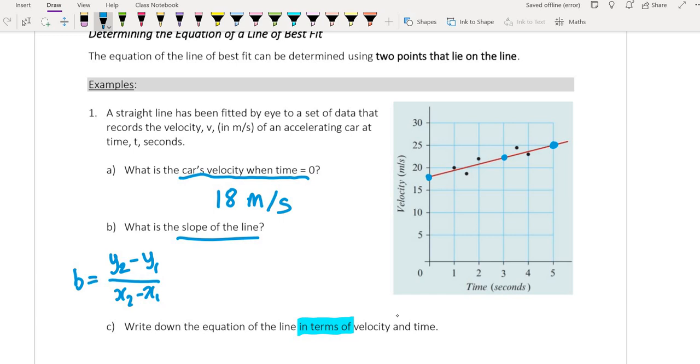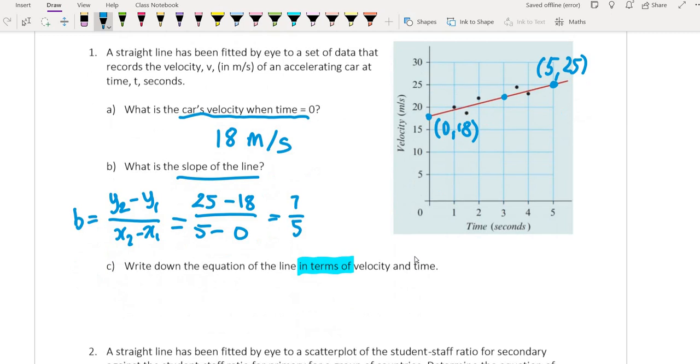So if we label these points, x, and the y value here is around 25, and let's do this one at 0, 18, and we substitute the values in. So I'll go 25 minus 18 over 5 minus 0, 7 over 5 is our gradient, the slope of this line.